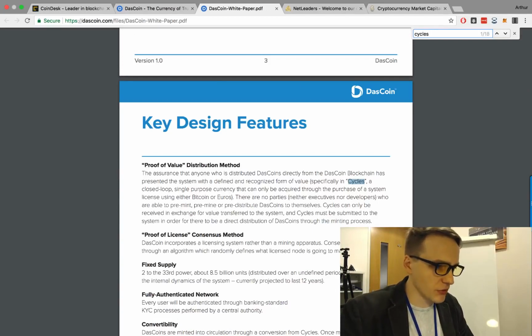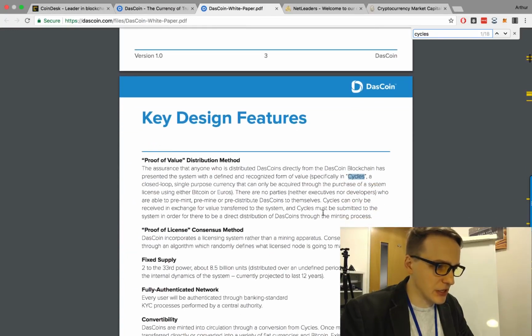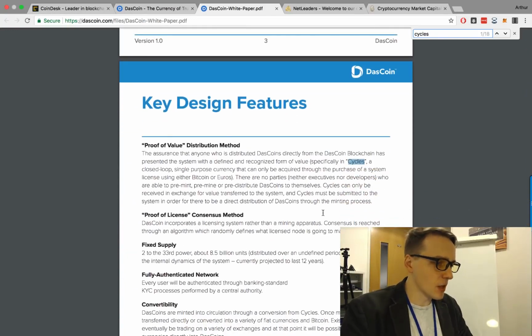The very first result that we get is on page 4 of the official white paper in the key design features. Proof of value distribution method. The assurance that anyone who is distributed DasCoins directly from the DasCoin blockchain has presented the system with a defined and recognized form of value, specifically in cycles, a closed loop, single purpose currency that can only be acquired through a purchase of a system license using either Bitcoin or euros.